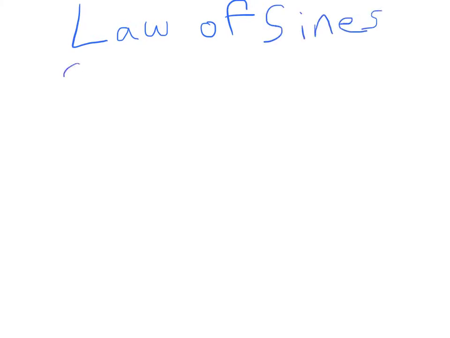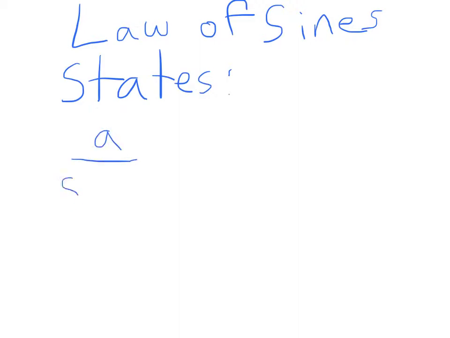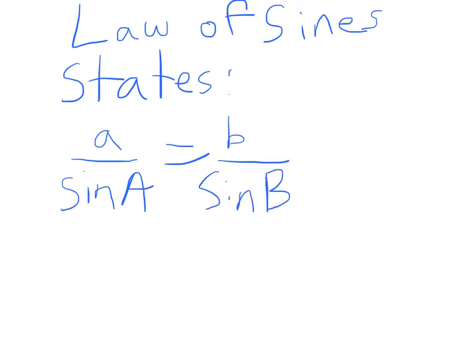The law of sines states the following: a over sine A equals b over sine B equals c over sine C.